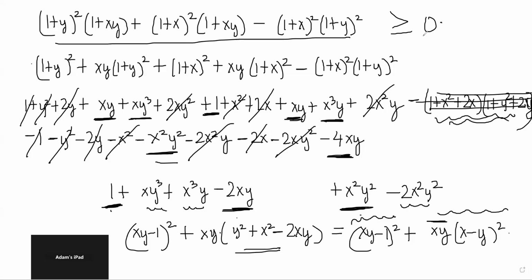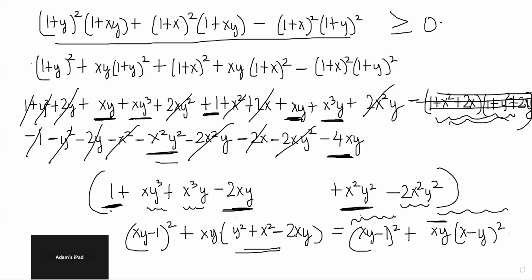Do you understand what we have done? Yeah. Nothing very smart. We just brought everything to one side, simplified it, and when we got to this step, we just wrote it as perfect squares. Yeah. And that finishes off this proof.